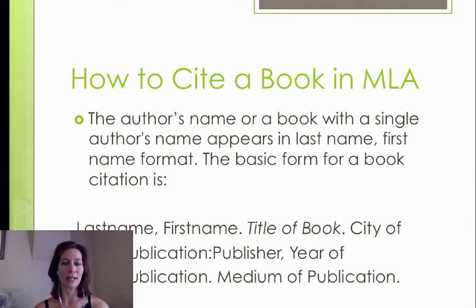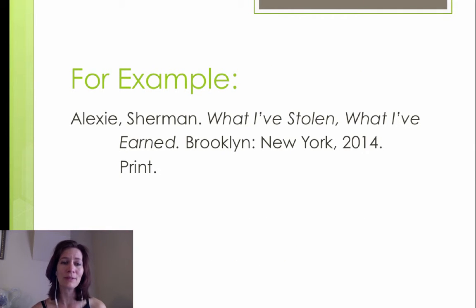So to cite a book in MLA, you'll use the author's last name, where a book with a single author's name appears. It's last name, comma, first name, period. All right. And then the title of the book is going to be italicized. The city of publication comes next, with a colon followed by who published it and the year of publication. Medium of publication for a book is usually in print, although with more books going to ebook, it may go to digital format. So here's an example of it.